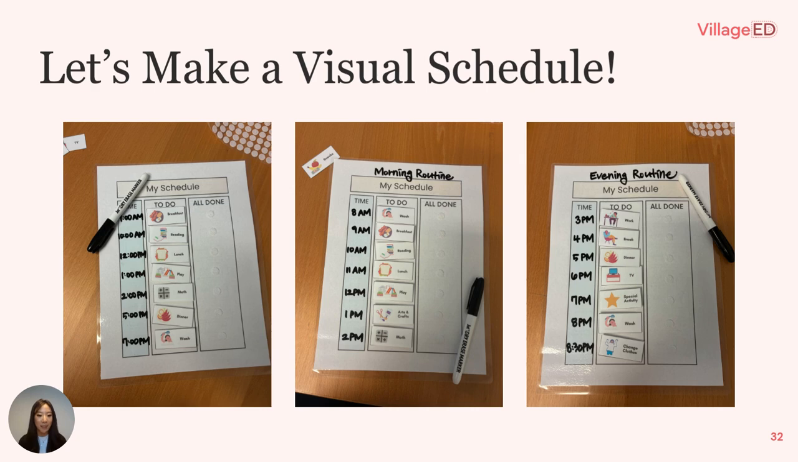If you have a tightly packed day, go for a morning and an evening routine, keep them separated, or you don't even have to use up all the space. If you only want to have a few icons on the visual schedule, just so that you don't overwhelm the learner or the student, go ahead and just do a morning routine, put just a few icons at a time.